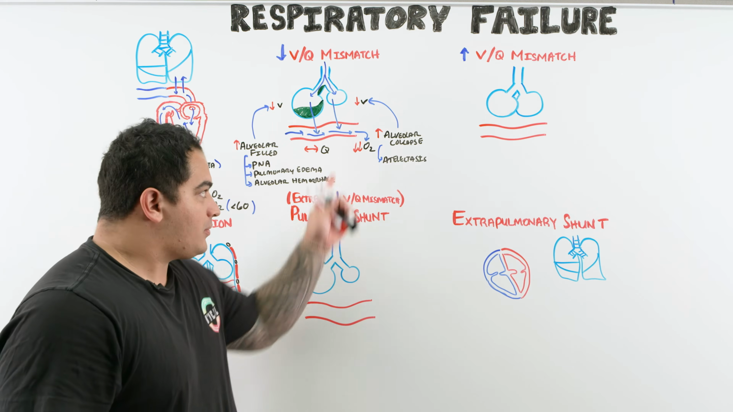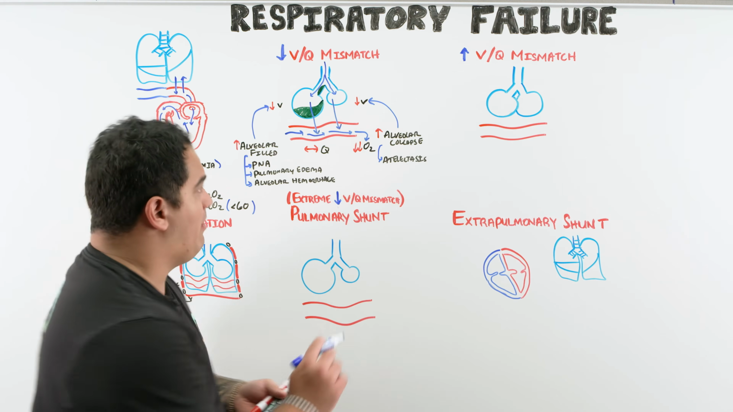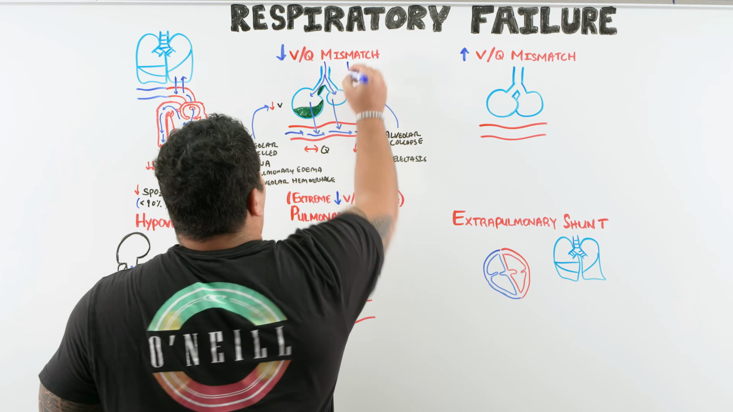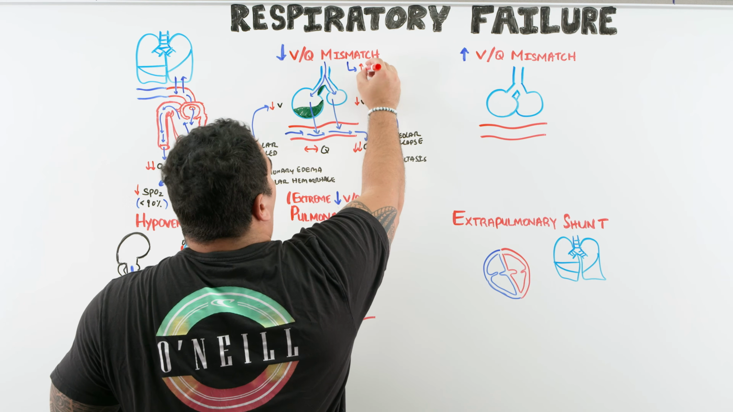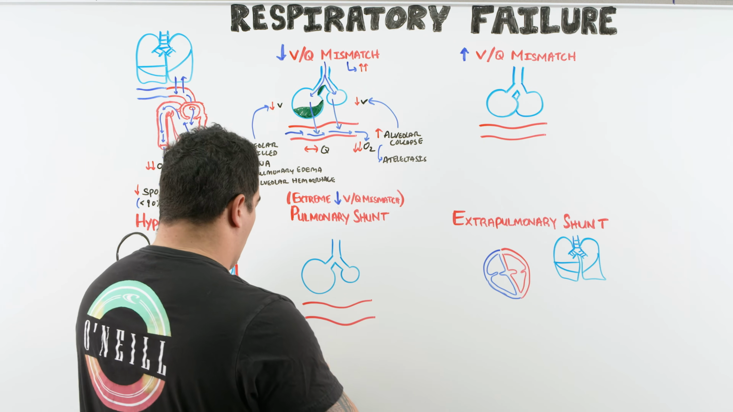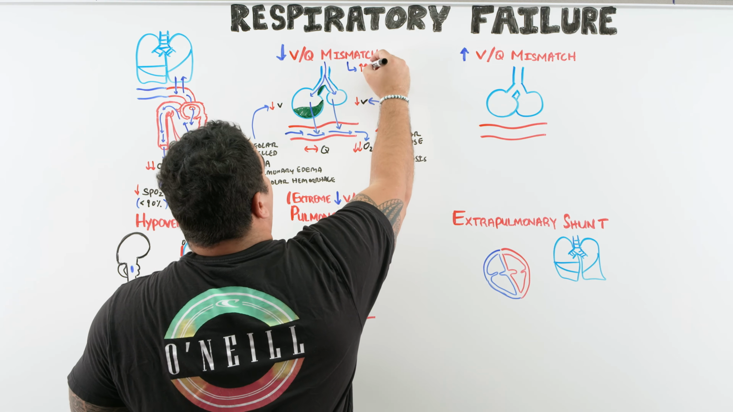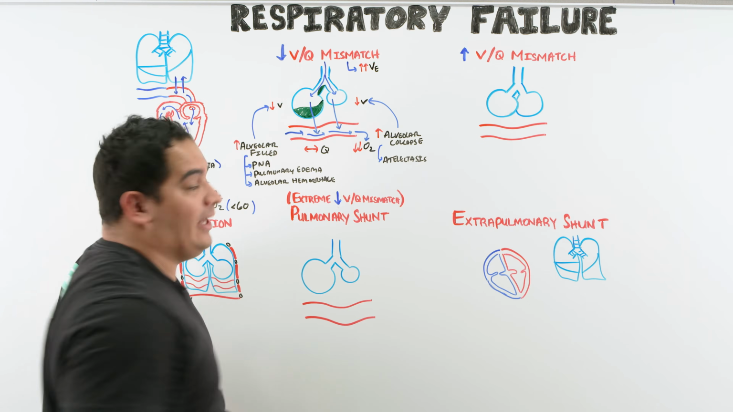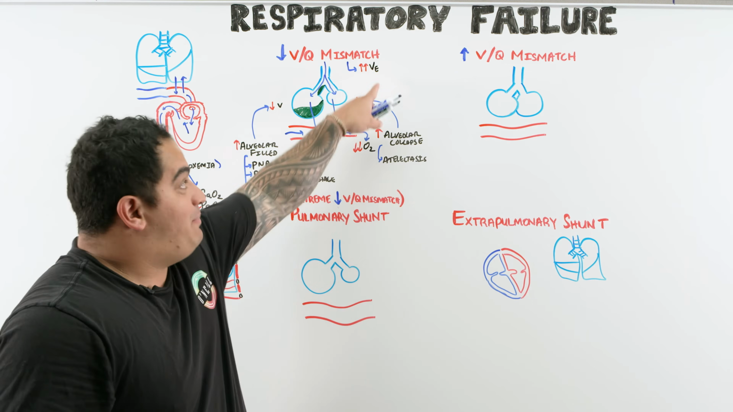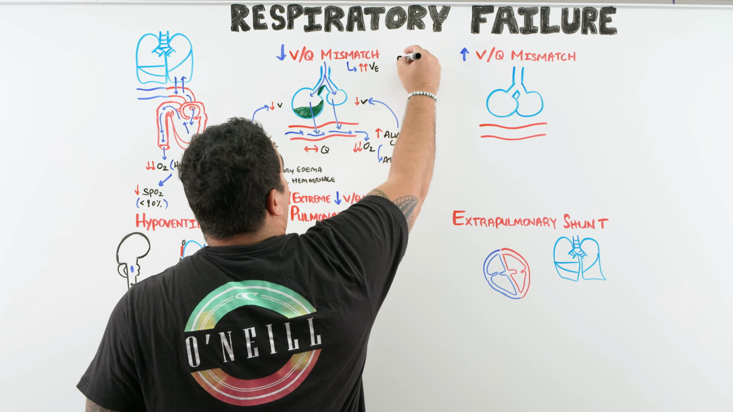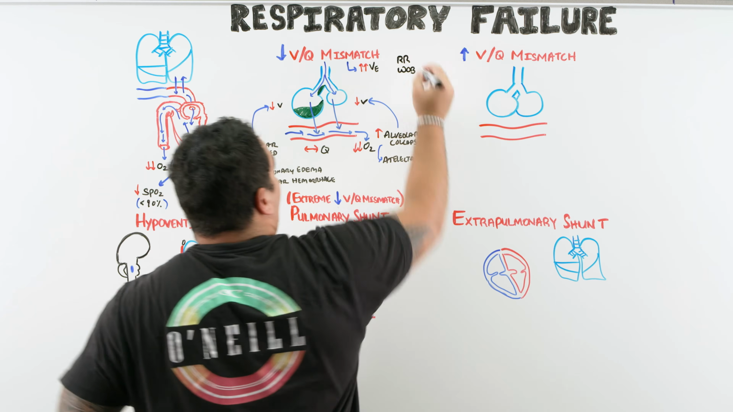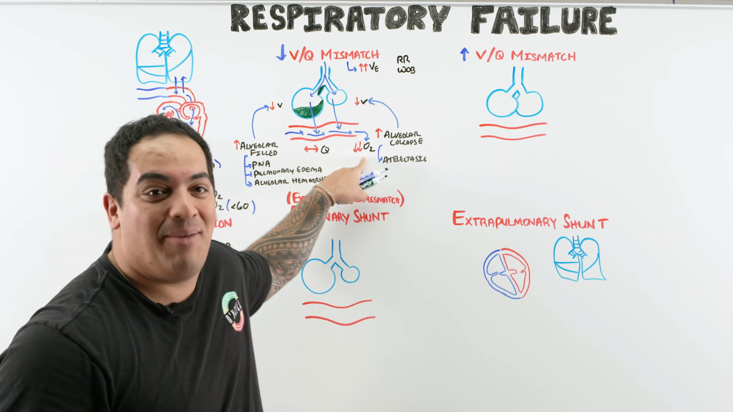One big thing, and these patients, I really need you to remember this. For VQ mismatch, they have a normal or elevated, more often than not, an increased, what we're going to call minute ventilation, which we express as VE. Meaning, these patients often breathe really fast. So they usually have increased respiratory rates and increased work of breathing, usually as a response to their hypoxemia.